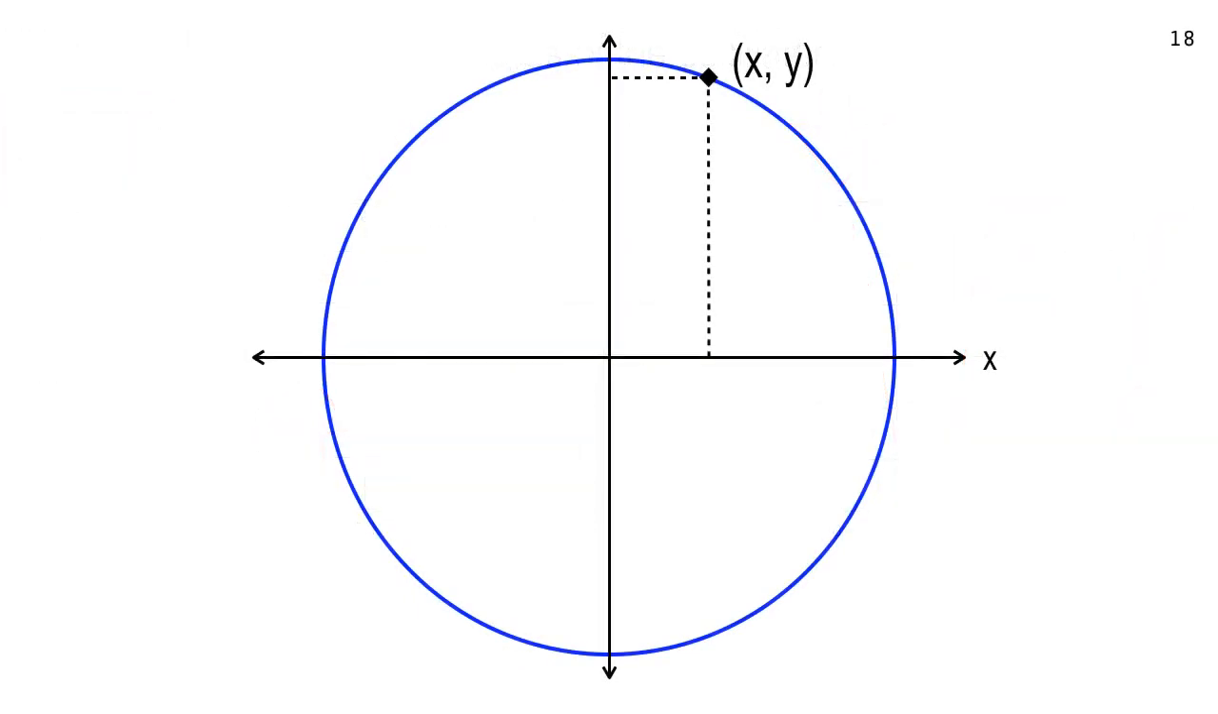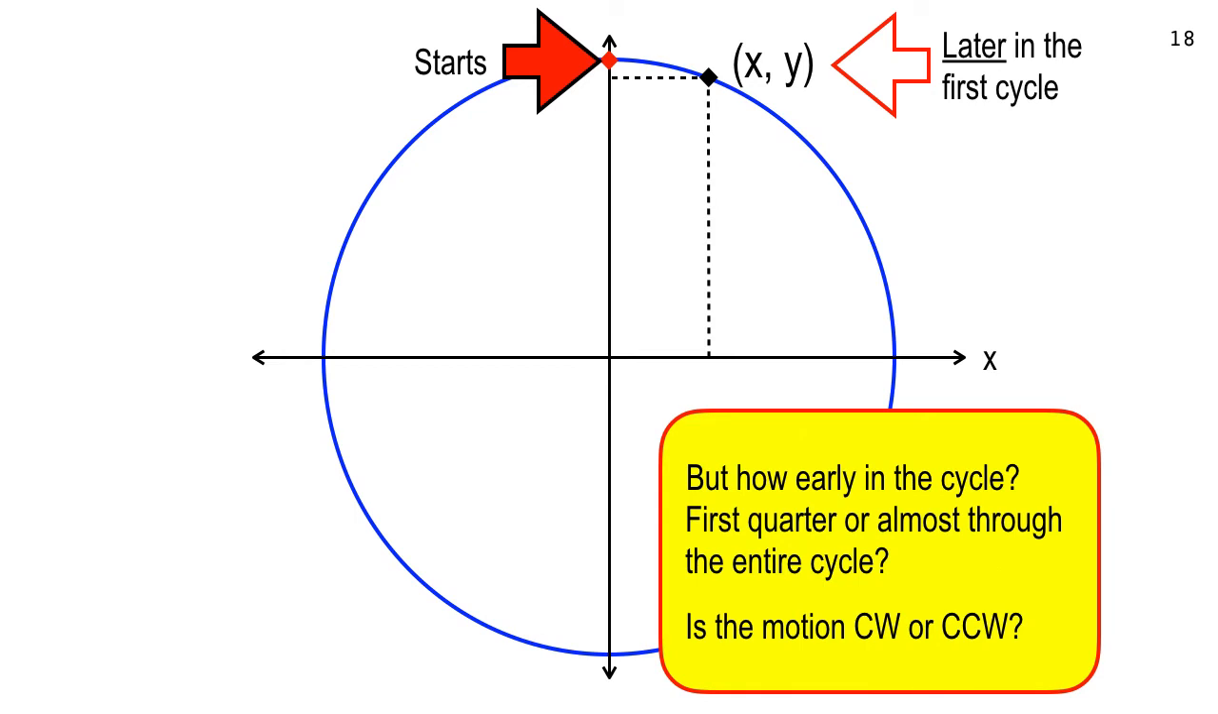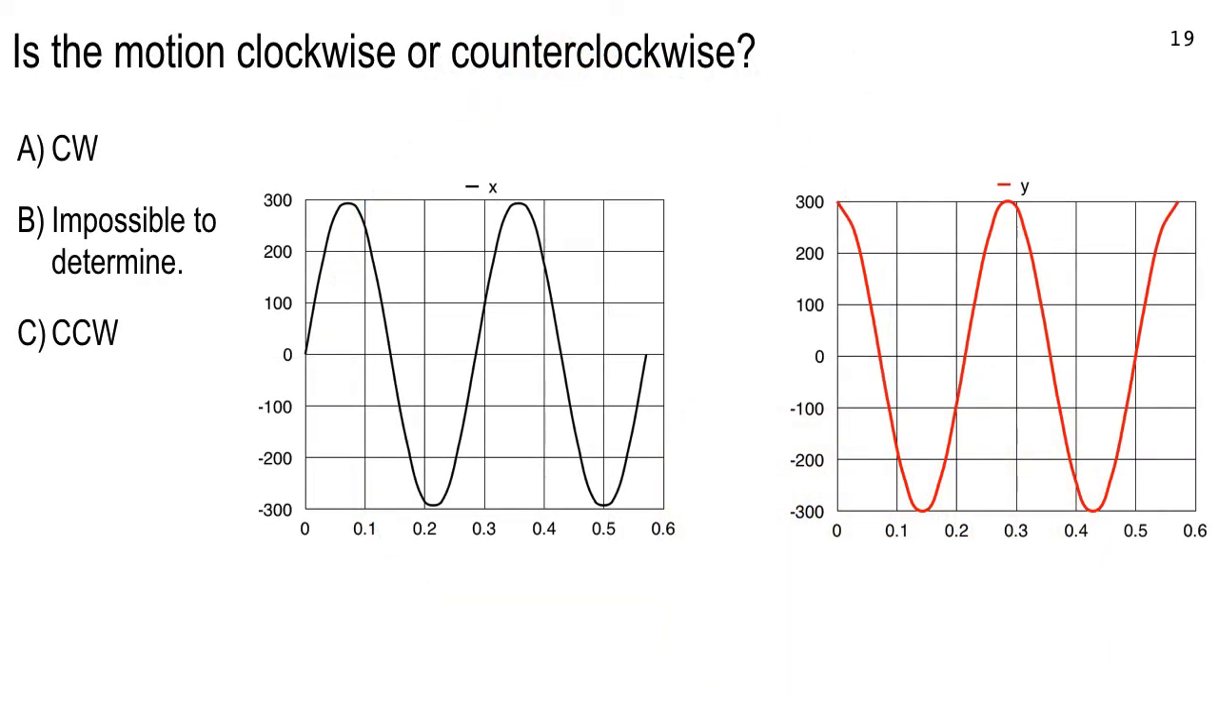And that's an interpretation skill. We're trying to coordinate this picture as a motion track with those graphs. So it starts up here, and then later in the first cycle, it's over here. That tells you the direction that it's going. So let's think about this. Is it clockwise or counterclockwise? Let's go back here. Next question.